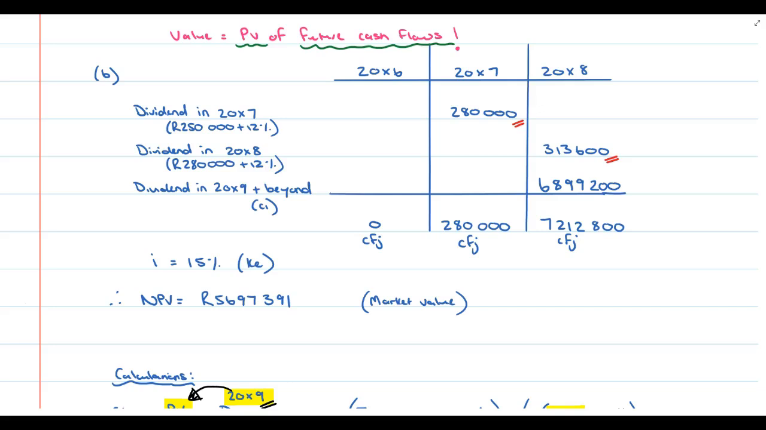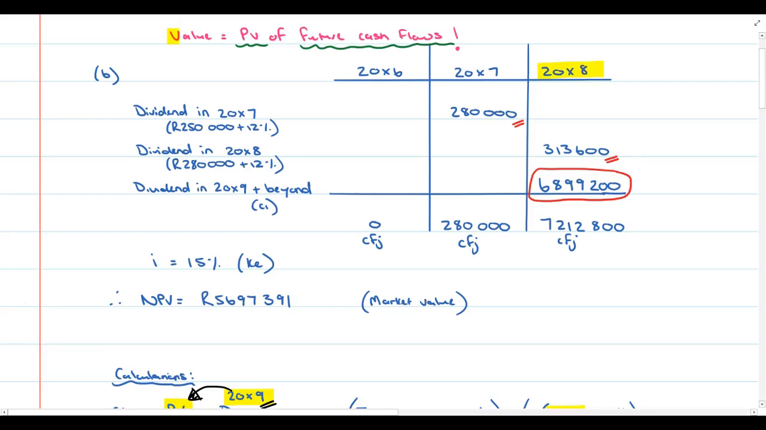Obviously, until they actually sell the investment, but if we haven't been given information about the fact that they want to sell the investment, we can't take that into account in our calculations. We need to assume that they're going to receive those dividends in perpetuity. So this number over here takes that into account. This number takes into account the dividend that they are going to receive in 20x9 and all of the dividends that they are going to receive after that. All of that has been present valued to give us a value in 20x8.